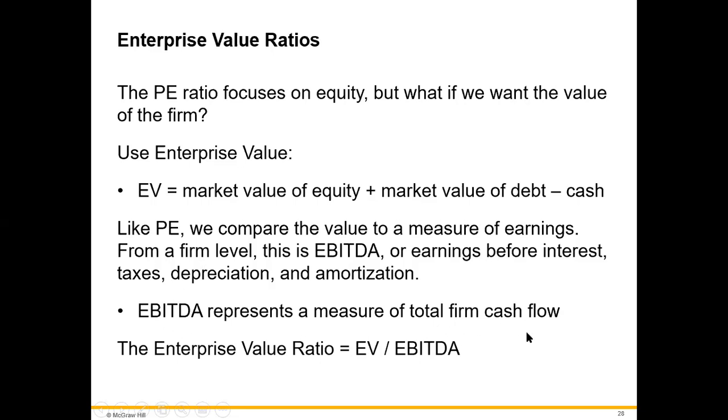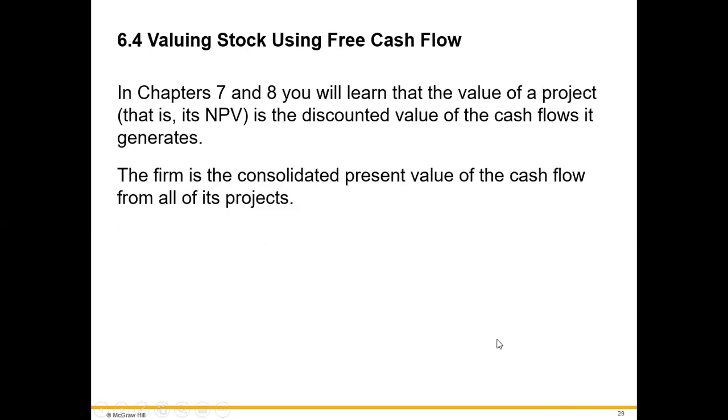So that's telling us how much of our earnings is really cash. It's our earnings before deducting interest, taxes, depreciation, and amortization. We divide that result into market value of equity plus market value of debt minus cash. And that gives us our enterprise value.